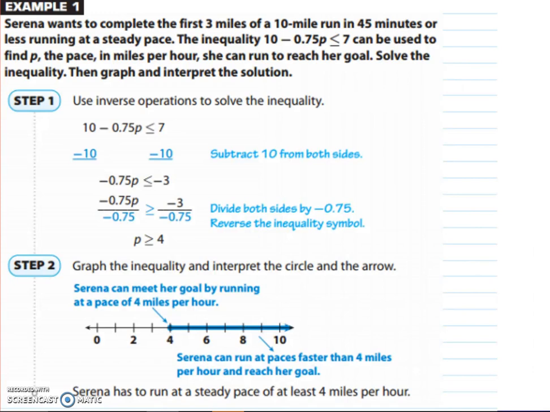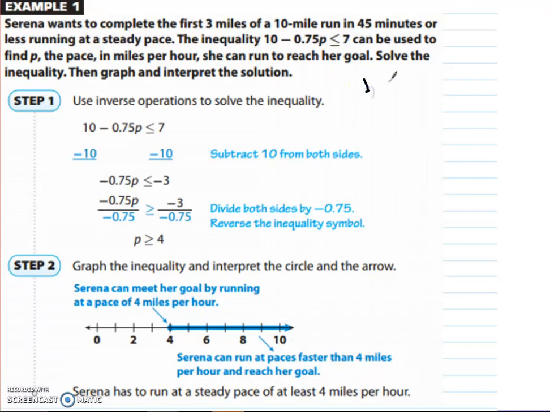Serena wants to complete the first 3 miles of a 10-mile run in 45 minutes or less, running at a steady pace. The inequality 10 minus 7500p is less than or equal to 7 can be used to find the pace in miles per hour she can run to reach her goal. Solve the inequality, then graph and interpret the solution.